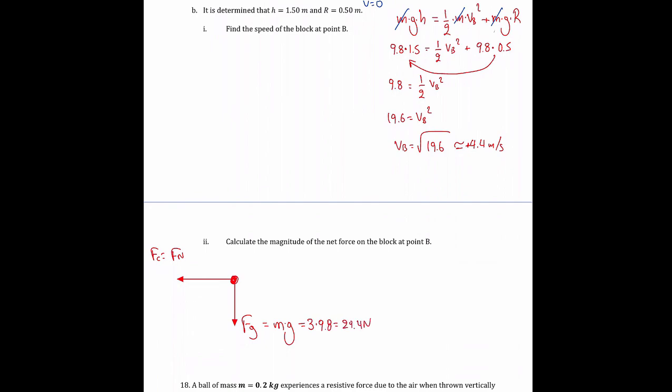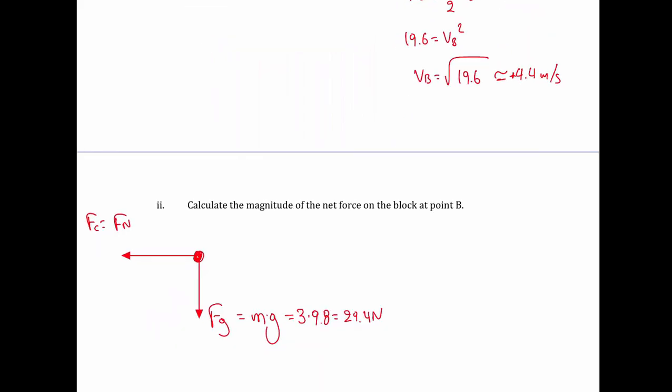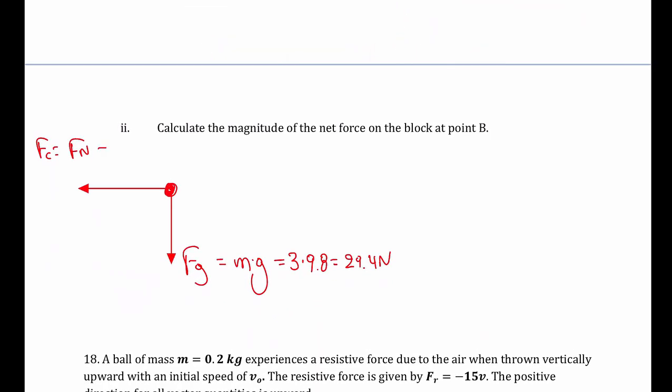And the normal force, which is F centripetal, is mass times v squared over the radius of the circle. So it is 3 times 4.4 to the power of 2 divided by the radius, which is 0.5. If I'm not mistaken, from this we will find approximately 118 Newton.